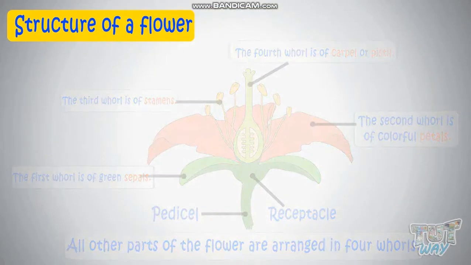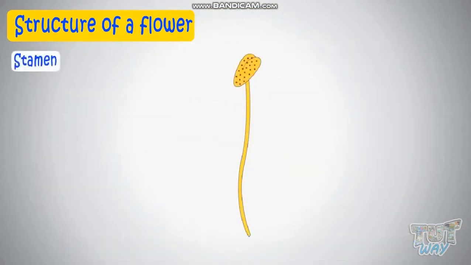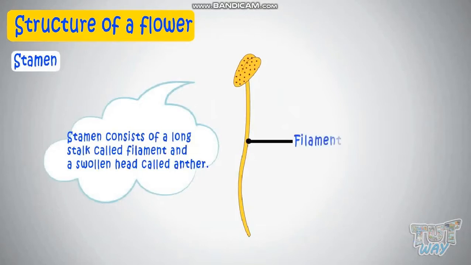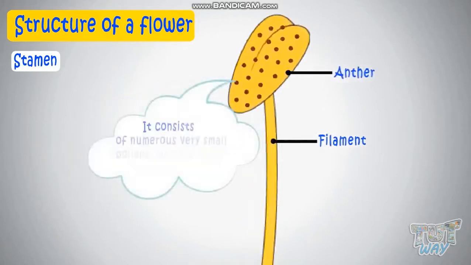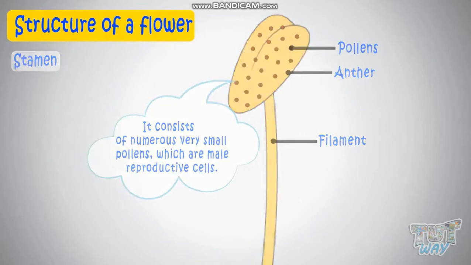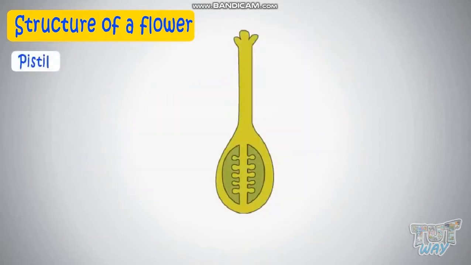Let's try to understand it with a very good video. This is the stamen, the male part, and it consists of a long stalk called filament and a swollen head called anther. This is the anther, and the anther contains very small pollen, and this pollen is numerous in number, and they are the male reproductive cells. This you can see, this is the male reproductive cell. And it is not just one, there are many, millions in number, many grains, one on top of another.